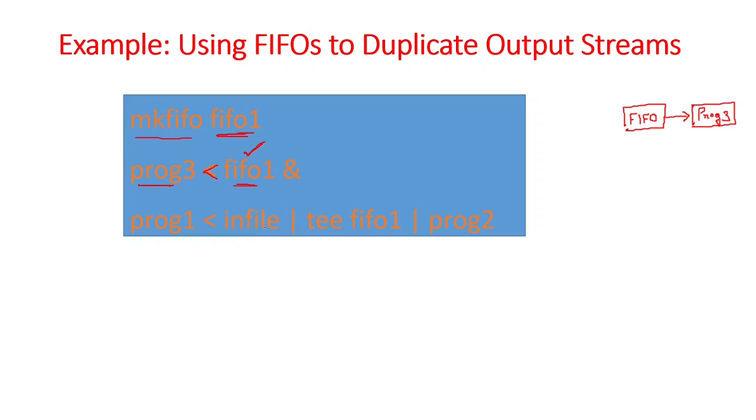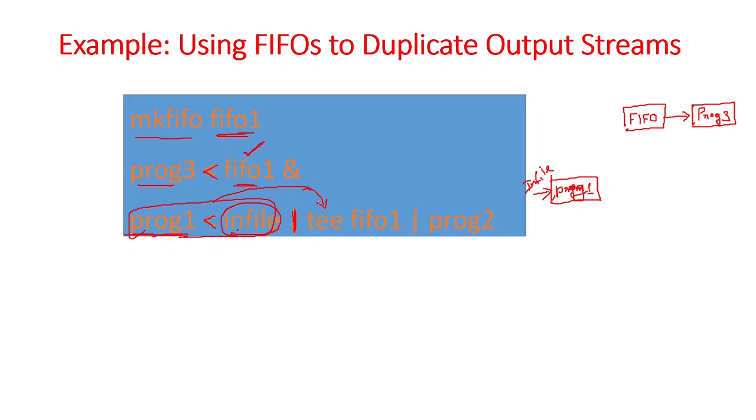Now let us come to the next line. See here, there is one program, program 1, and it takes input from something called in file. So this will be the input file that is given to program 1. Let me write it as prog1 to avoid confusion. It will receive input from in file. And the output of program 1, which receives input from in file, is given to T using the pipe.